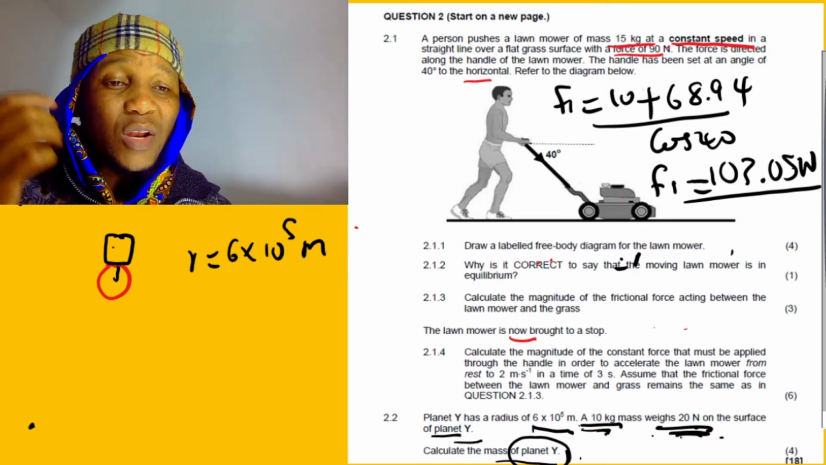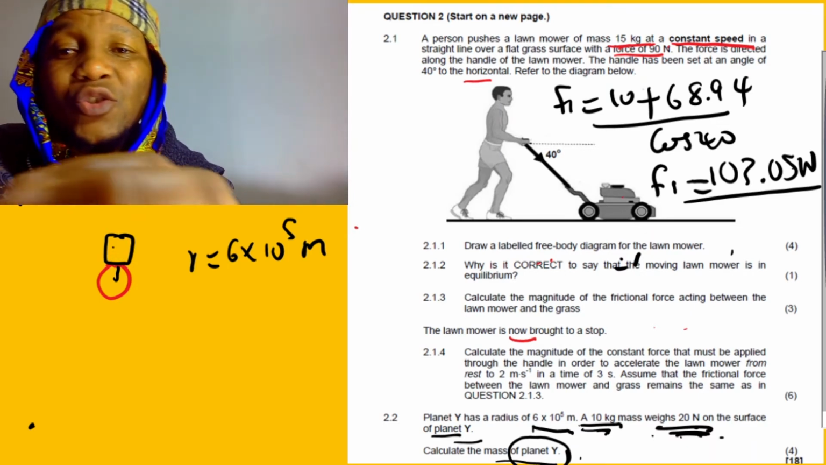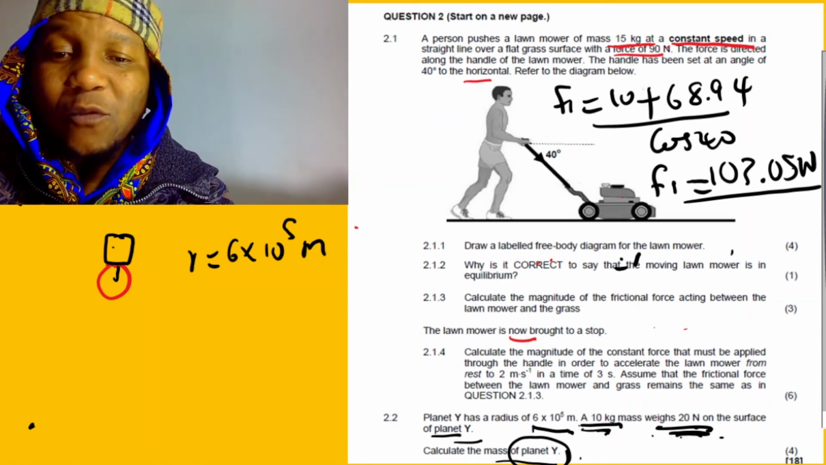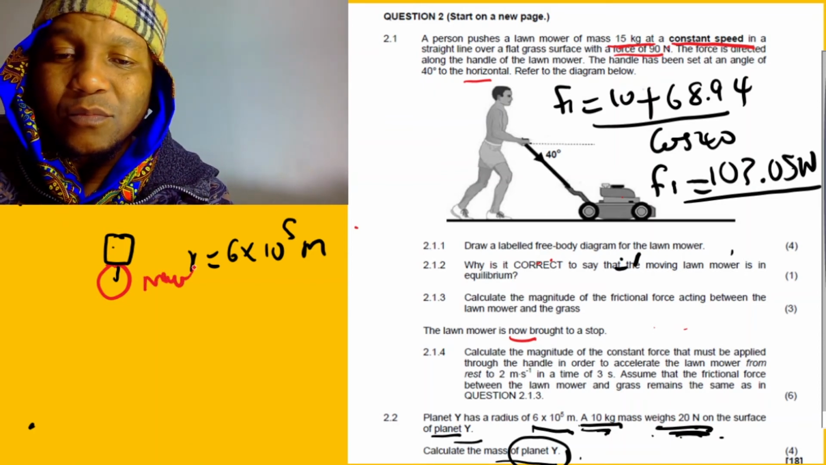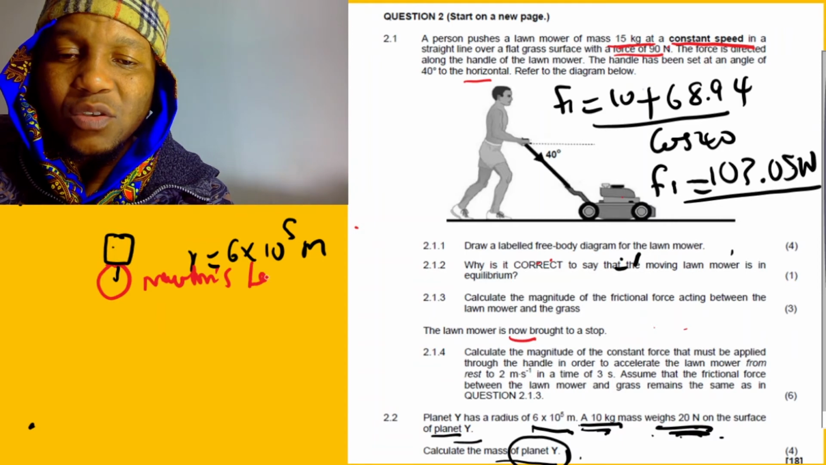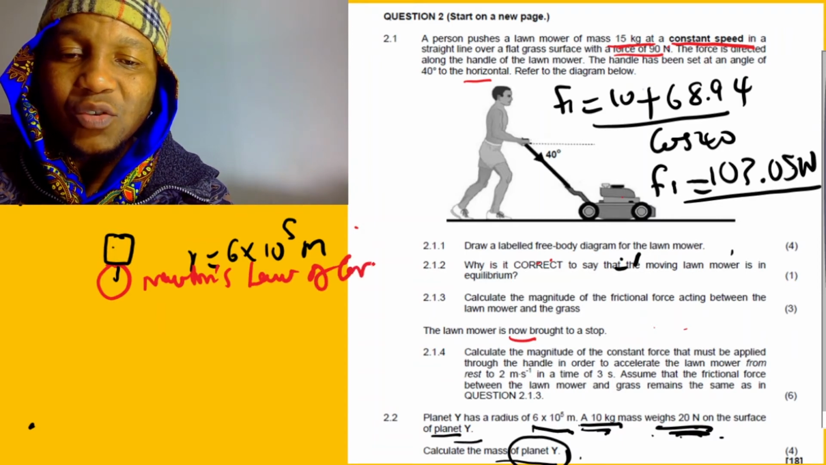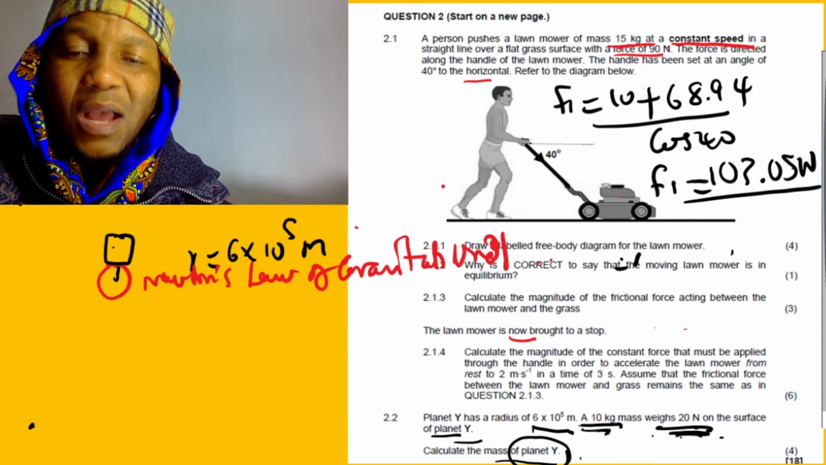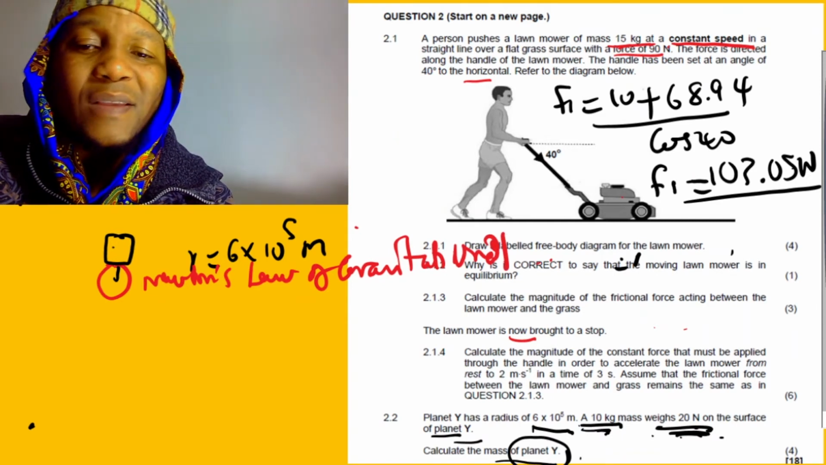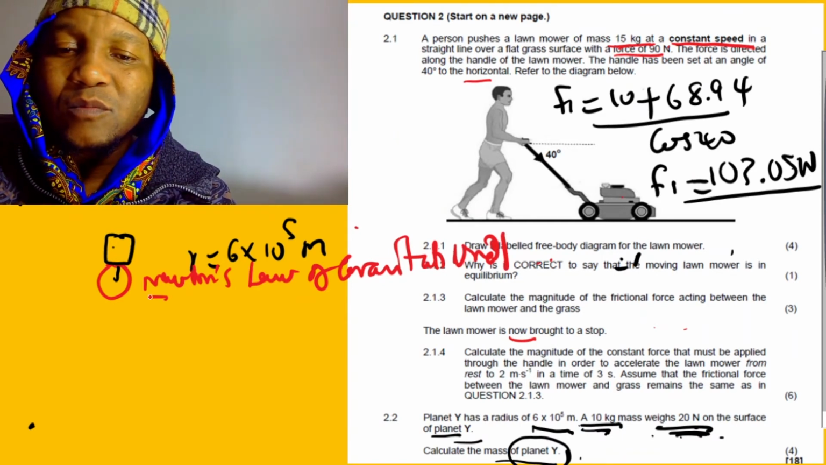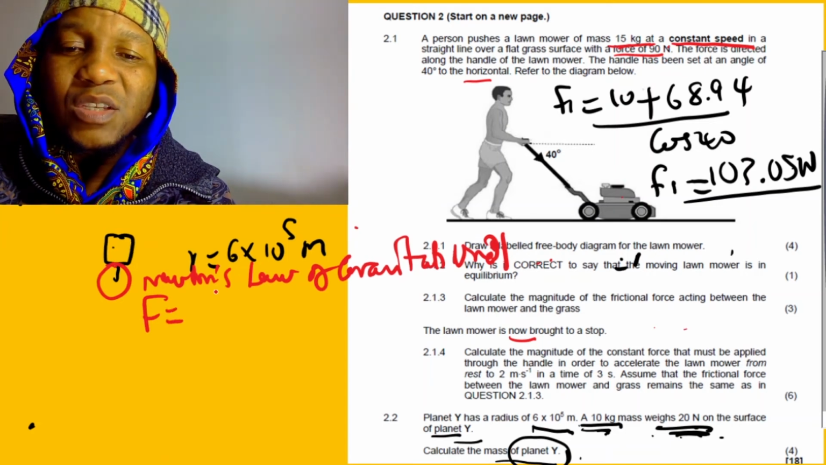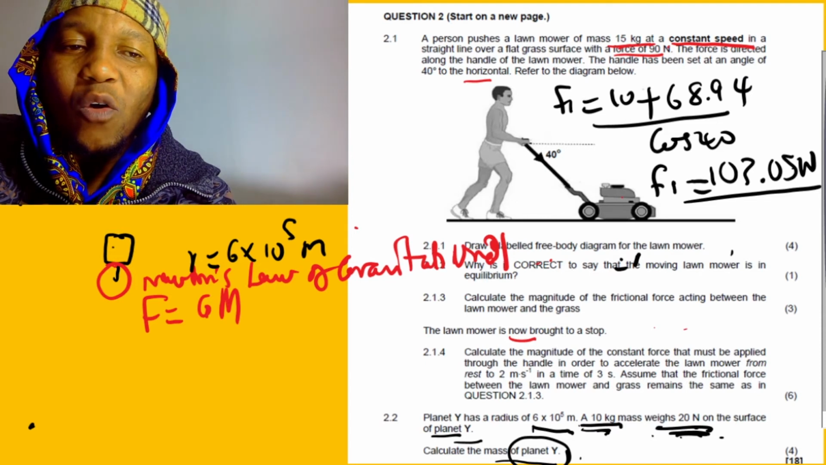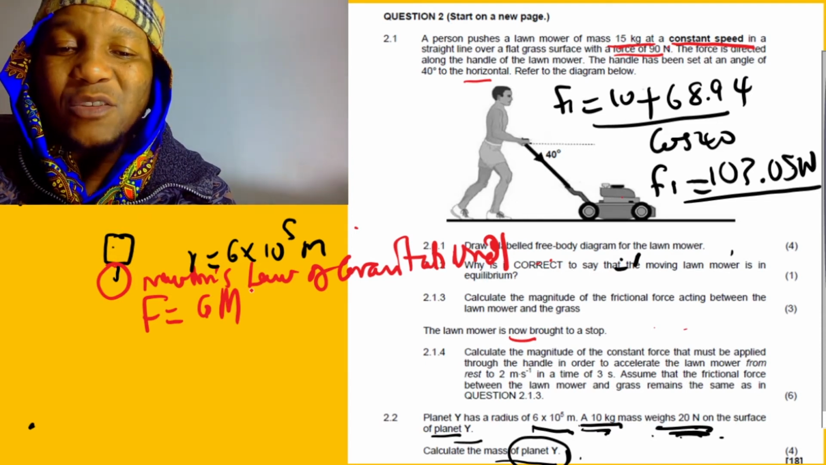Okay. So now we have Newton's law of gravitation. It always says F is equal to G, the gravitational constant, times the masses of the two things. You multiply those two masses.